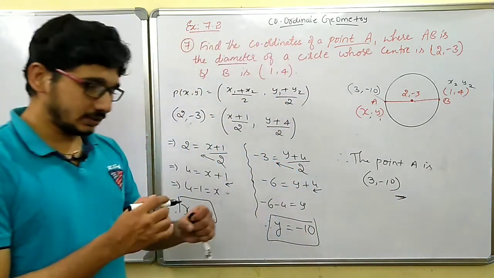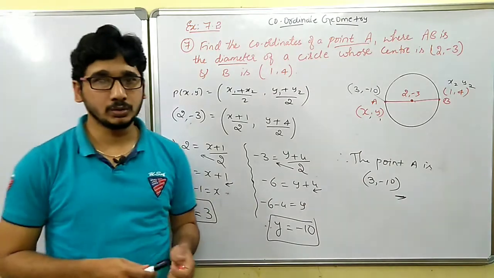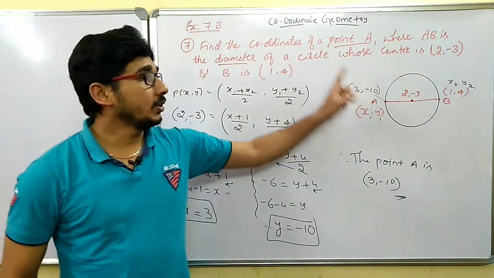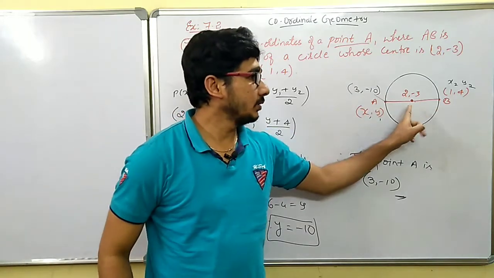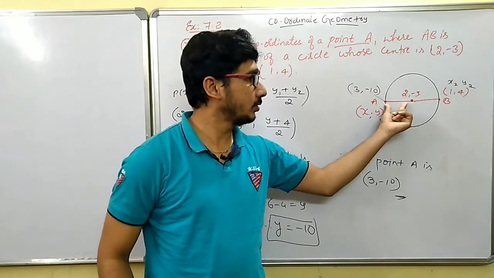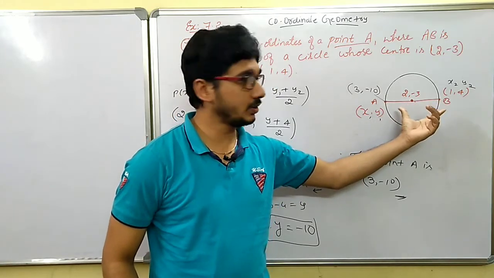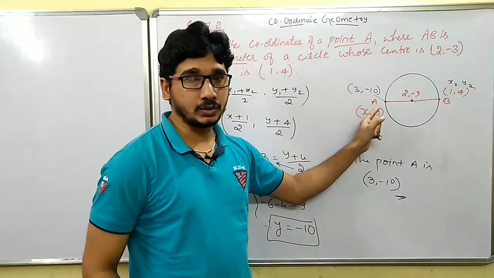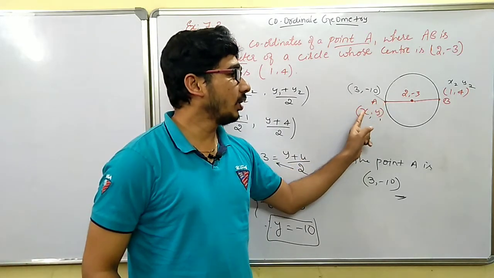Easy, as simple as that. Most probably we'll get this for 2 marks. Quickly I'll revise. We had to find the point A. AB is the diameter. This is the midpoint, which means here also radius, here also radius, which is equal. So the midpoint formula we have to apply. This point I have to find, so call it as x, y.